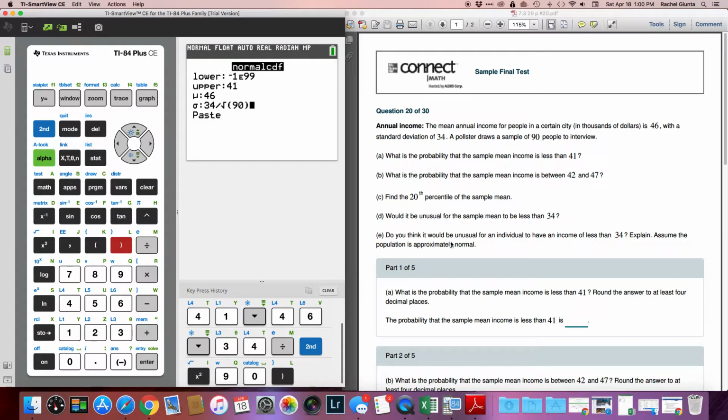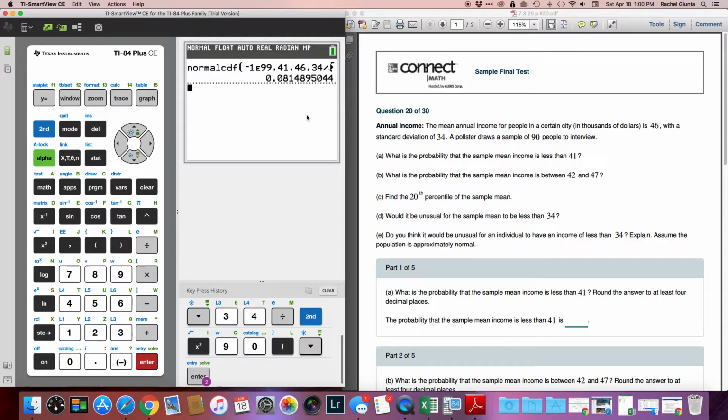Part 5 of this one, or part E, it now says an individual, and that's why you sometimes go back to not dividing by the square root of n. But if it's talking about the sample mean, as it is in the first 4 parts, you always do divided by the square root of the sample size.